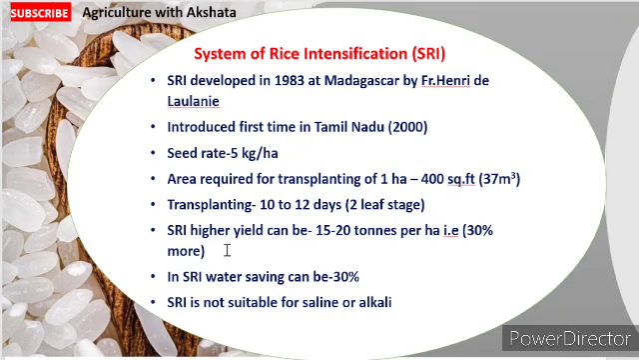In the System of Rice Intensification, a higher yield of at least 15 to 20 tons per hectare can be achieved, that is 30% more than normal rice cultivation. In the SRI method, water saving can be up to 30%. The SRI method is not suitable for saline or alkali soils.